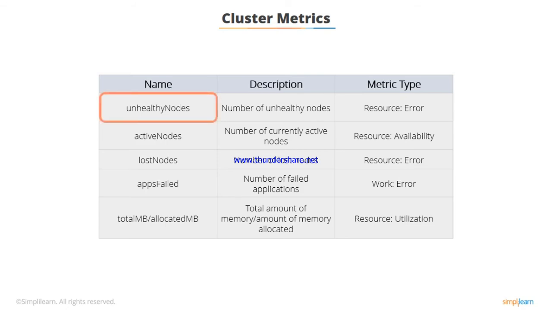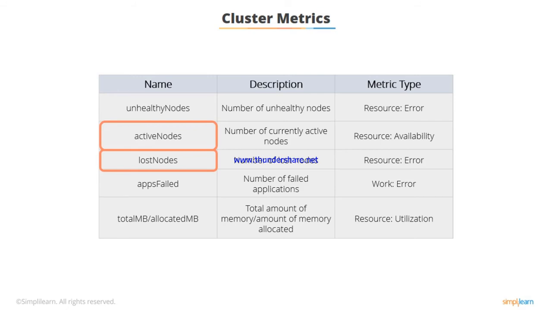Unhealthy nodes. YARN considers any node with disk utilization exceeding the value specified under the property yarn.node-manager.disk-health-checker.max-disk-utilization-per-disk-percentage in yarn-site.xml to be unhealthy. Ample disk space is critical to ensure uninterrupted operation of a Hadoop cluster, and large numbers of unhealthy nodes impact performance.